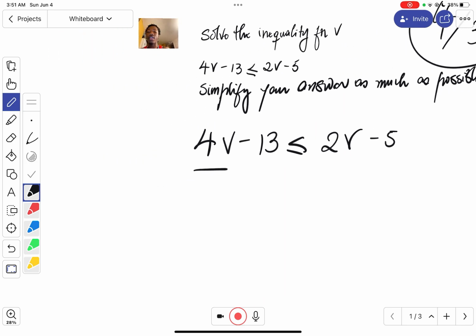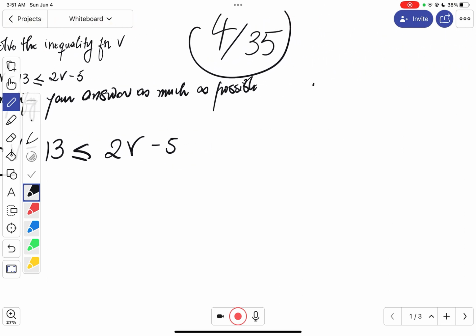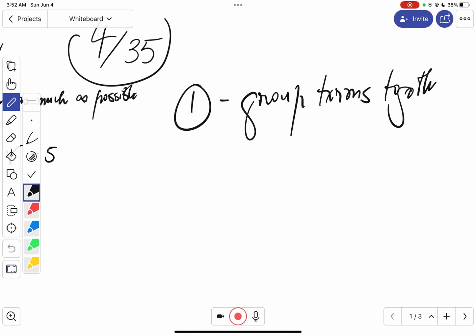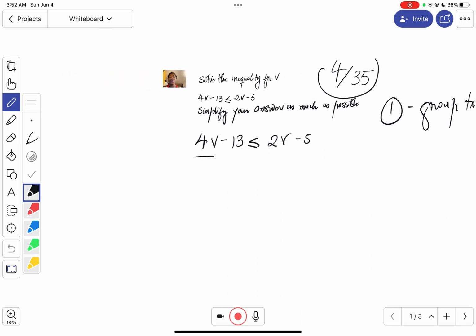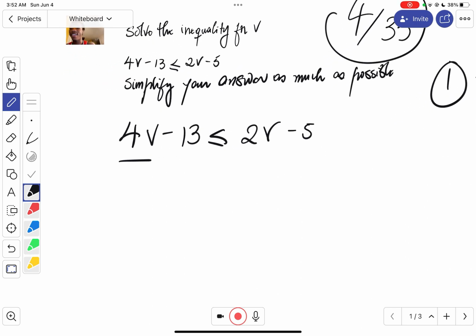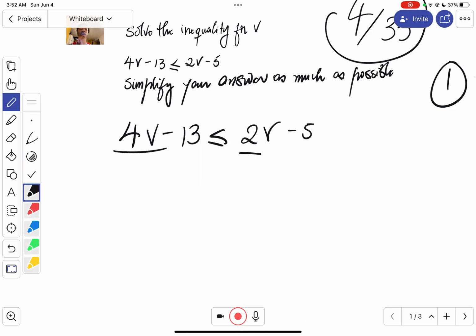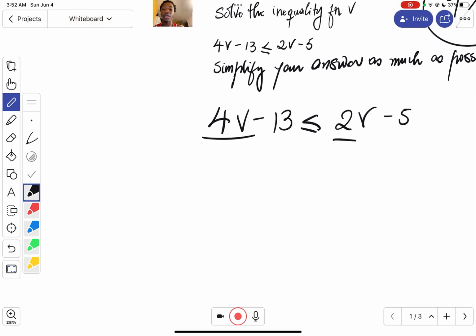So first step, I'm gonna write it down. First step, group terms together. We have 4v and 2v as terms that look alike. So we're gonna group them together, 4v and the negative 2v.